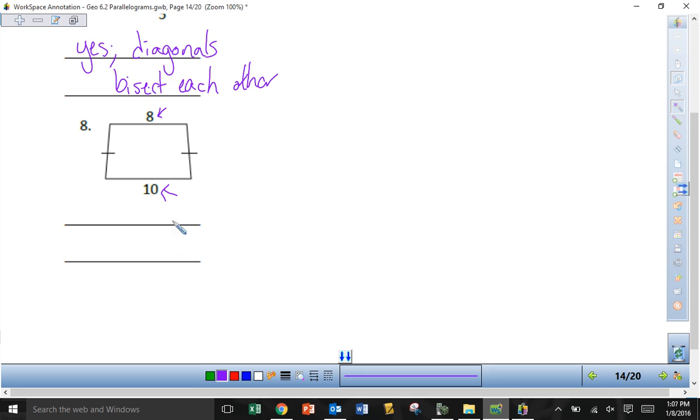Well, to be a parallelogram, we have to have both pairs of opposite sides being congruent. And in this case, one of them is, but the other one is not. So this is not a parallelogram, and it's not that we don't have enough information. It's because these sides aren't congruent. So we can say that the opposite sides are not congruent. So this thing is not a parallelogram.